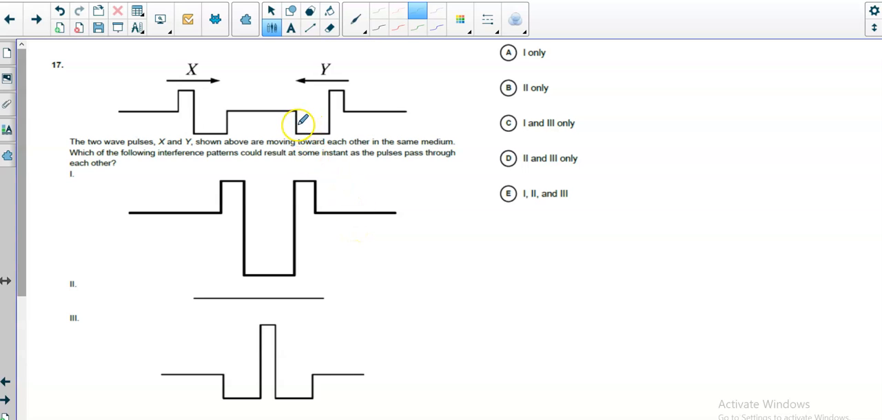I don't see any way that these can cancel each other out completely. If these were inverted, like say this one was up here and this one was down here, then I could see how they would cancel. I don't see this being a possibility. I don't see how they're going to cancel each other out completely. When just these sections overlap, I would expect something like this, where it would be way far down here. So one is a definite possibility.